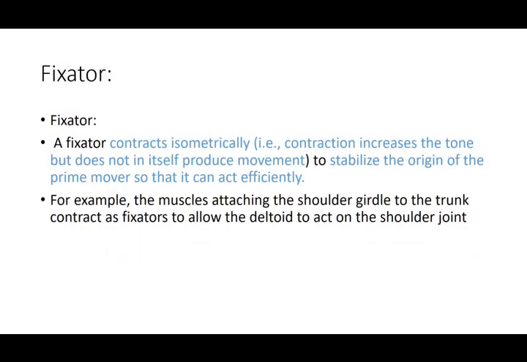A fixator is something that stabilizes the origin of the prime mover so it can act efficiently. The fixator contracts, but does not produce any movement itself. It fixes the origin and stabilizes it so that the prime mover can act very efficiently.